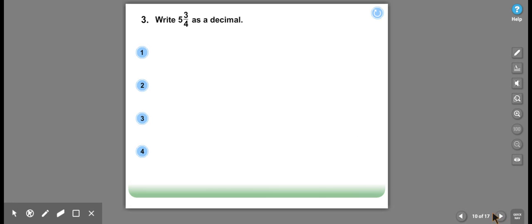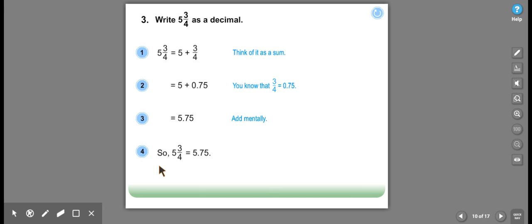All right, so we're going to move on to example number 3. Write 5 3/4 as a decimal. When you have a mixed number, you can think of it as a sum. There's a whole number, and then there is a fraction. All you really have to do is convert the fraction because the whole number goes before the decimal. So 5 plus 3/4, and 3/4 is 0.75, which we already know. So that equals 5.75. So 5 3/4 equals 5.75.